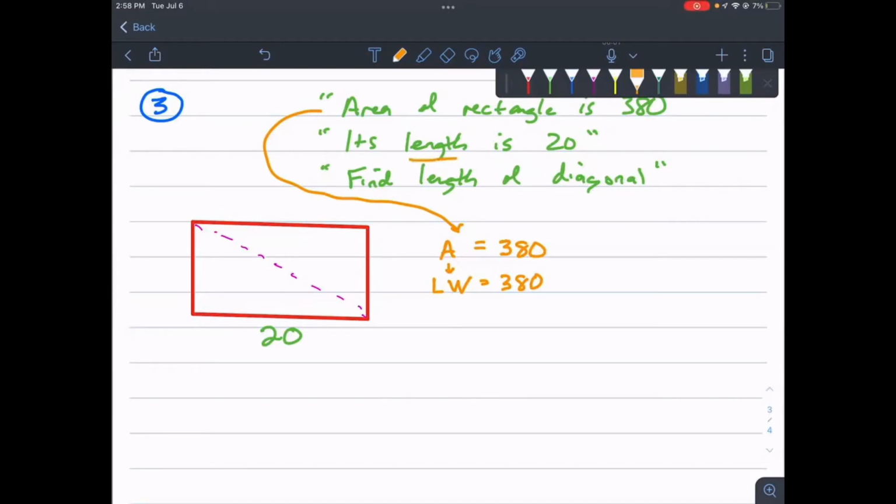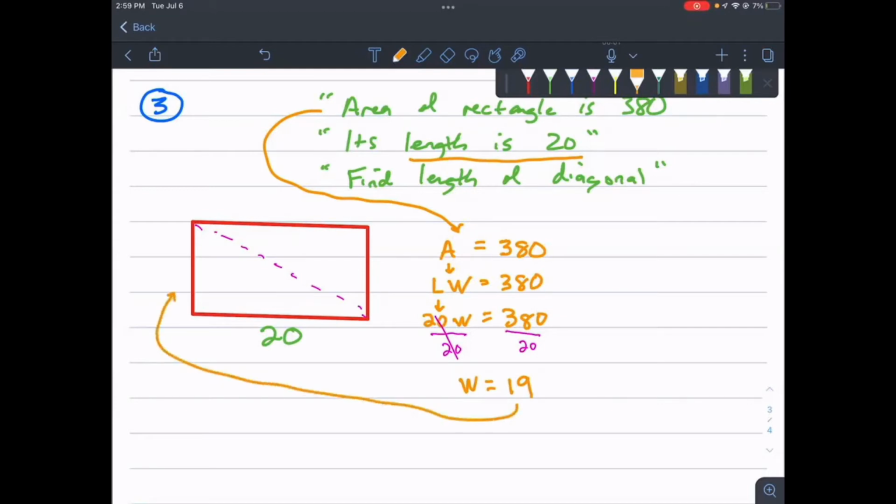And they do tell us the length is 20. So for the length, I'm just going to replace that with 20. We're multiplying length and the width. So 20W equals 380. And then what we want to do is figure out the width. So we're going to divide 20 on both sides. And we end up with W equals 19. So that's not the answer we're looking for, but it helps get us there because it tells us that this side, the width, is 19.